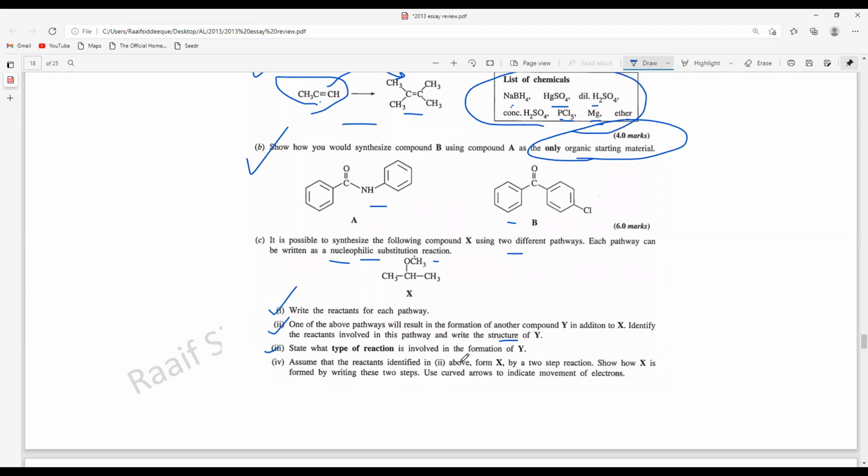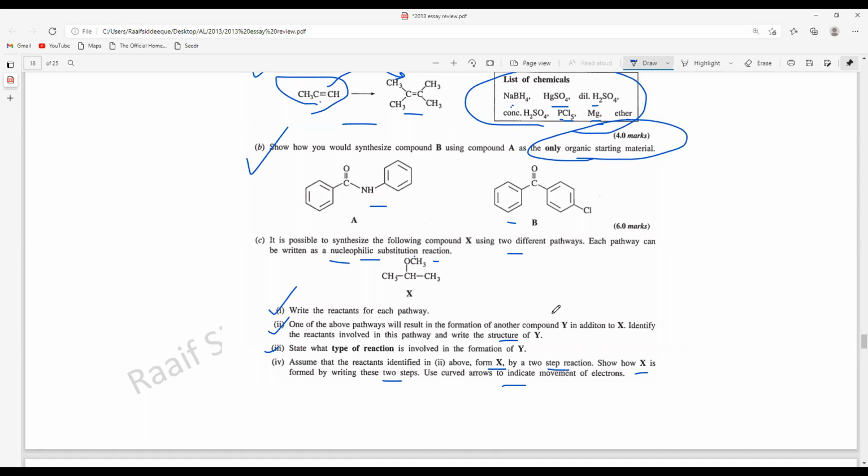Assume that the reactants identified in 2 above form X by a 2-step reaction. Show how X is formed by writing these 2 steps. Use curved arrows to indicate the movements of electrons. So this is typically what they are asking at the end, right? So the reactants identified in 2 above. So what are the reactants? What is 2 above?